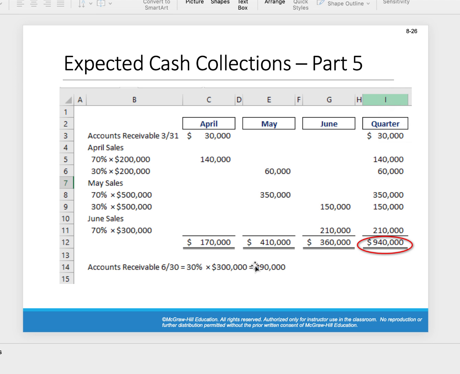So as of June 30th, we need to show that we have made sales that we have not yet received the cash for. I anticipate receiving that cash next month. Okay. So the accounts receivable will be $90,000. How'd you get that? Well, I took June sales, 300,000 times 30%, which ends up being $90,000.